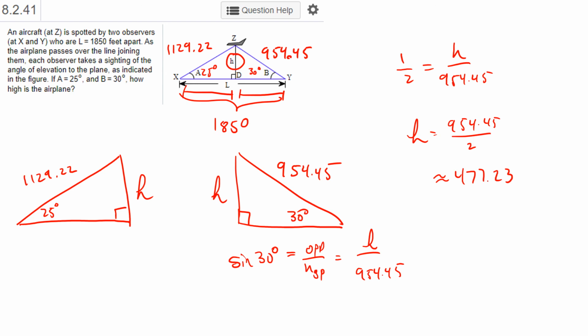To get the height of this triangle, we solved for the outer triangle overall. As long as we were doing it, we found all of the sides. However, now that we've gotten to the end of the problem, observe that we really only needed this right triangle here. So as soon as we had this 954.45, we could have stopped. We didn't need to find this other side length of 1129.22. But hey, extra practice is never a bad thing.